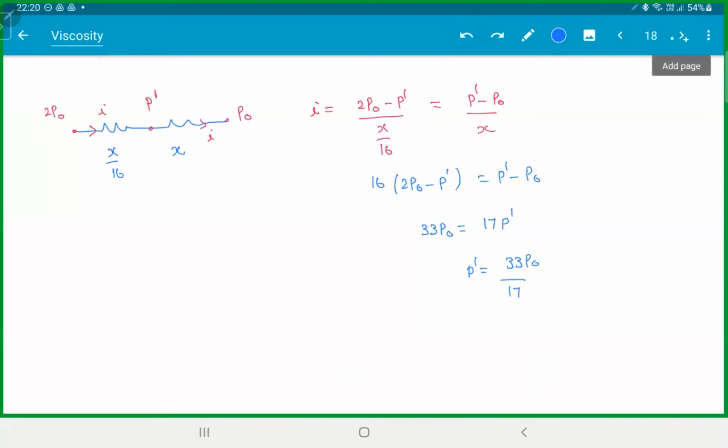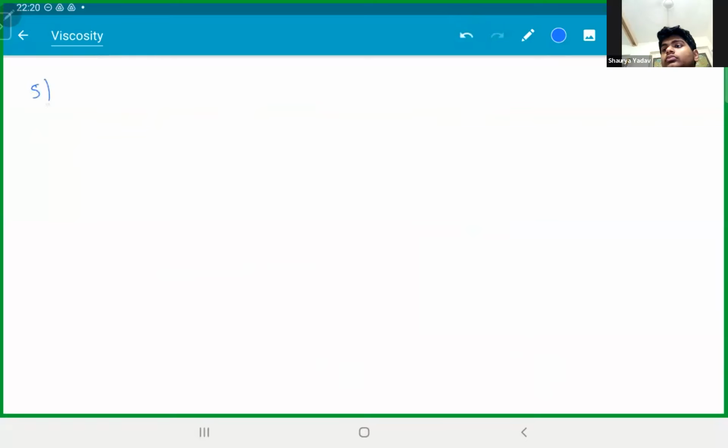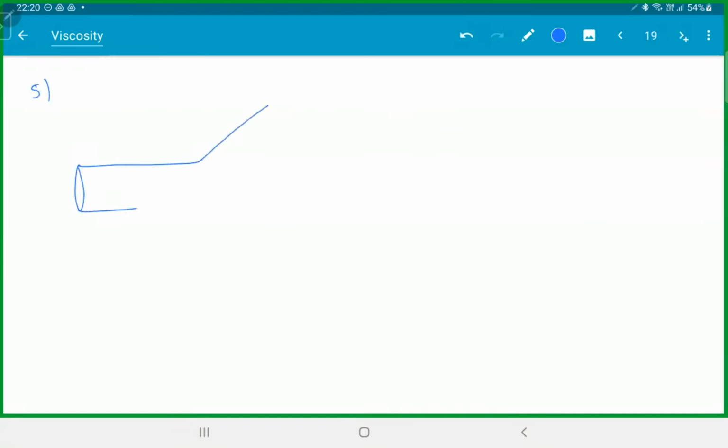Can I turn the page? I hope you remember this one. Y shape. Here the pressure is 3P naught. Here the pressure is 2P naught. Here the pressure is P naught. Here it is length L, radius R. This is length L, radius R by 2. This is length L and radius 2R. This is the interface. Find the pressure at the interface.